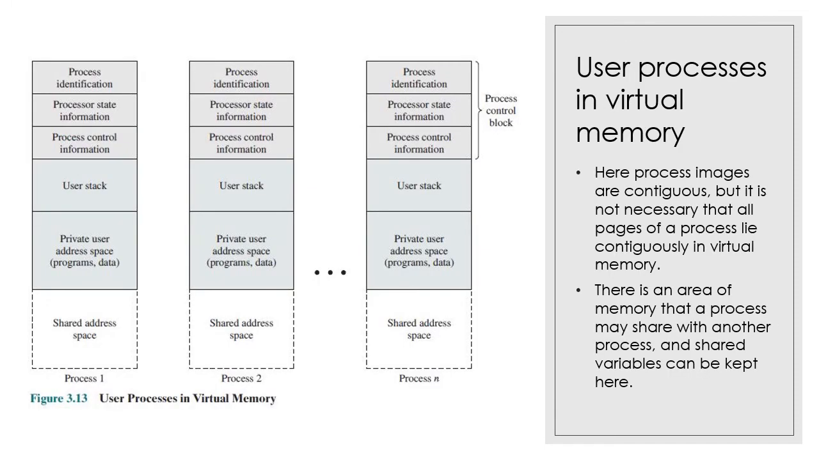Let us look at another picture. This shows user processes in virtual memory. Here process images are contiguous, but it is not necessary that all pages of a process lie contiguously in virtual memory. Also, you can see that there is an area of memory that a process may share with another process, and shared variables can be kept here.